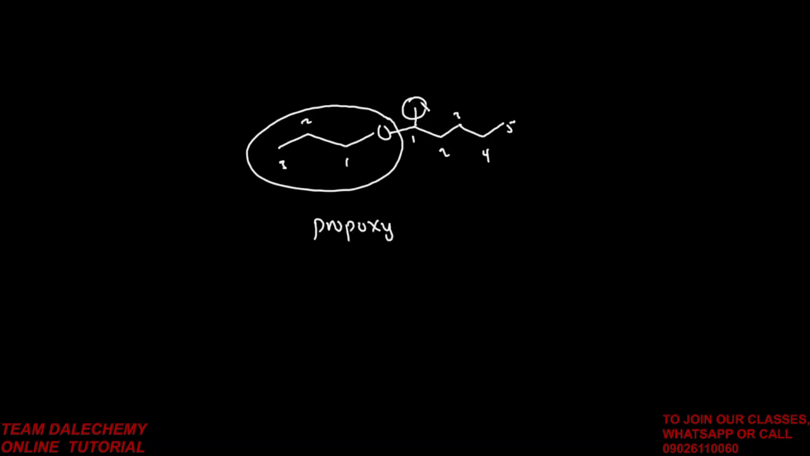And then we have a methyl group here, so that will be 1 methyl propoxy, or 1 propoxy pentane. So the longest carbon chain here is 5, so that will be 1 methyl propoxy pentane. So that's the correct name for that.